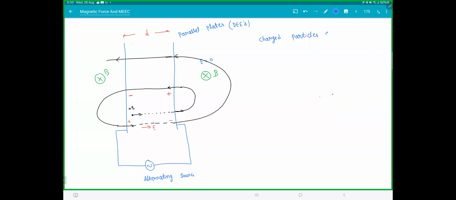The charged particles are accelerated by the electric field between the plates. Magnetic forces anyway don't do any work. We call them D's. Now when it comes out, the magnetic field will turn it. Due to the magnetic field, it goes in a circle and enters the plates again.